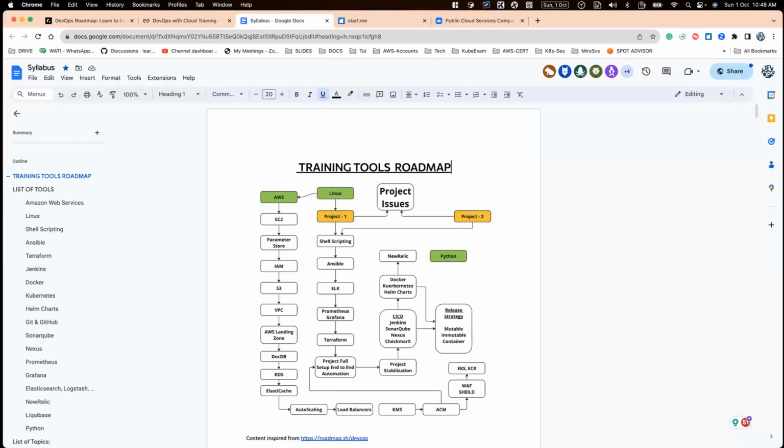Actually, I want to know about the scope of this DevOps course. I checked with one of my friends, and he says that every time the tools change, so there is not much scope in DevOps. So I want to know about this DevOps scope.